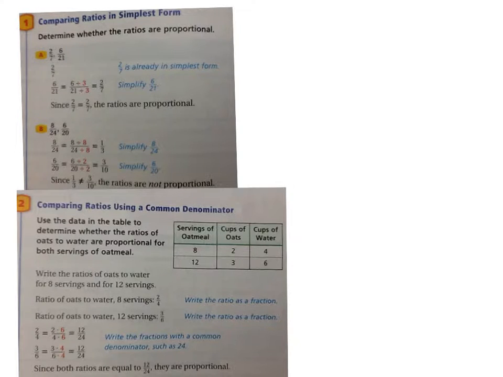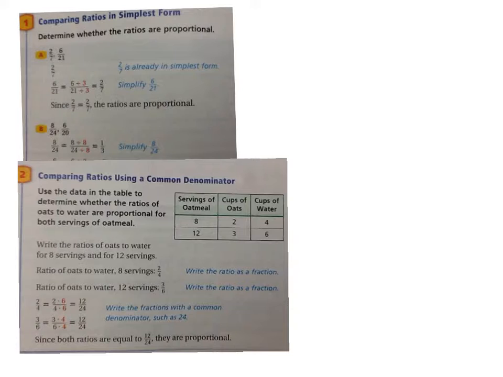Okay, today we're going to be talking about proportions. Proportions are two ratios together that are equivalent or the same. So we're going to look at the ratios 2 to 7 and 6 to 21. We want to know if they are equivalent.